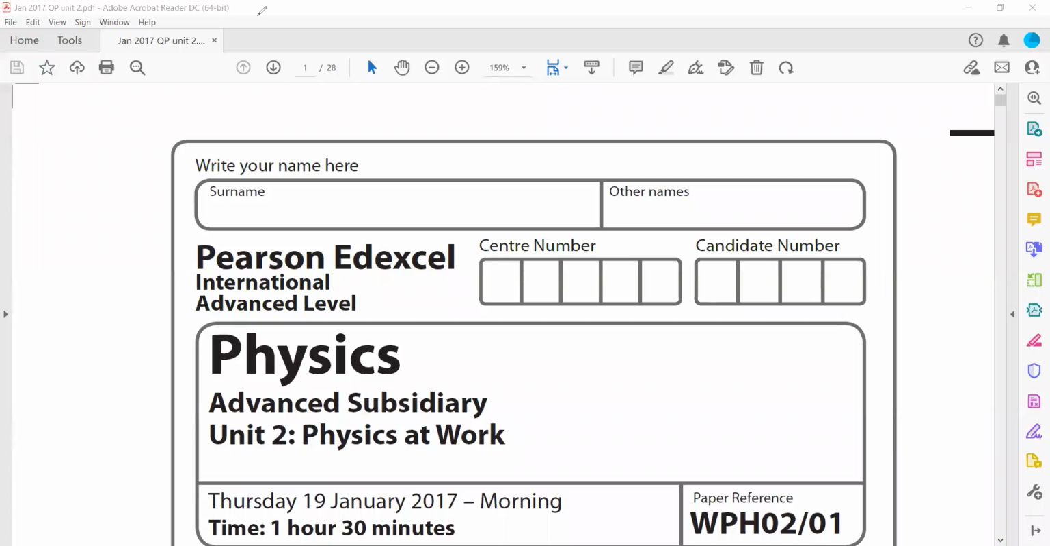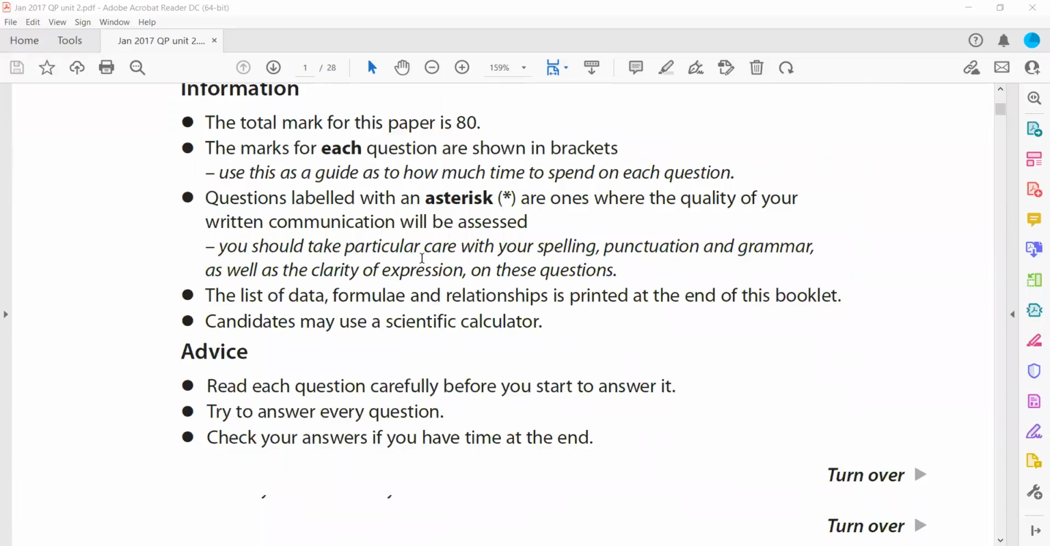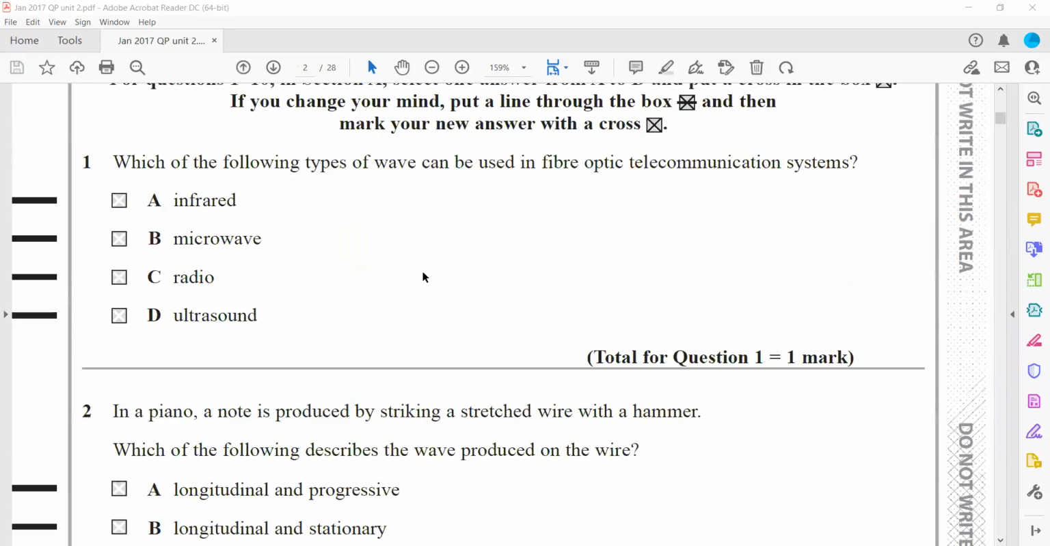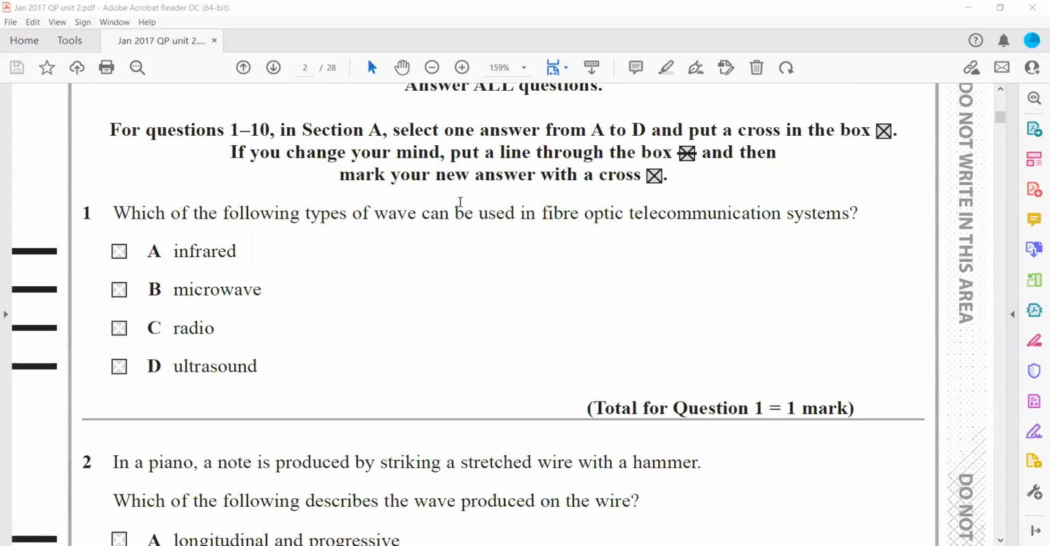So this one is January 2017 paper, Unit 2. The first question: which of the following types of wave can be used in fiber optic or optical fiber? So which radiation, or which type of wave, are we using in fiber optic or optical fiber?